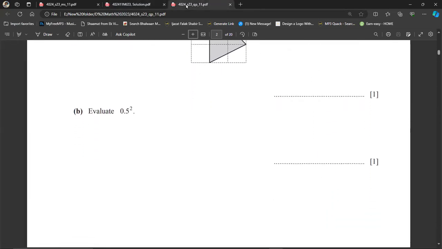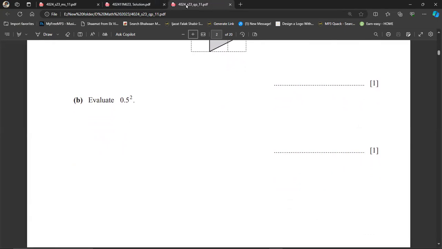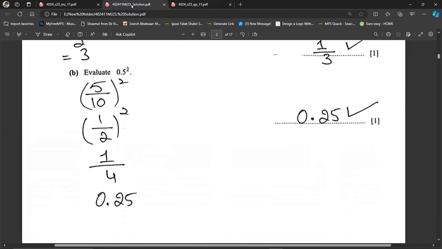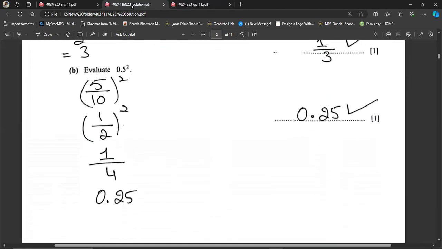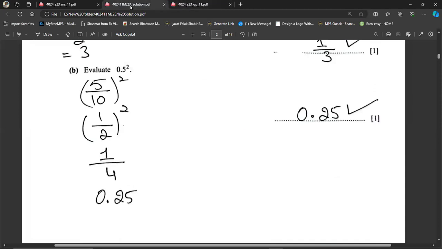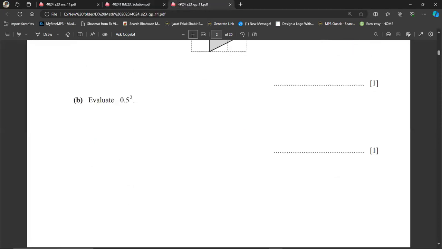Question number 2 is part B. He says, evaluate 0.5 whole squared. So I can write it as 5 by 10 whole squared, and that will be 1 by 2 whole squared. And 1 squared is 1 and 2 squared is 4. So 1 by 4. And you know 1 by 4 is 0.25. So 0.25 is the answer. This is how this is done.